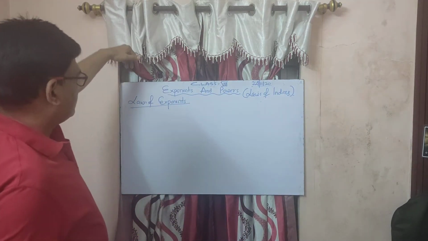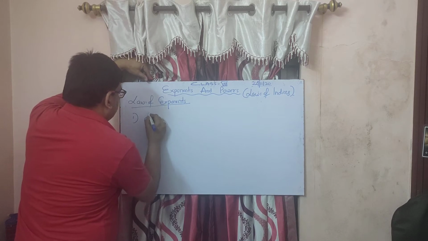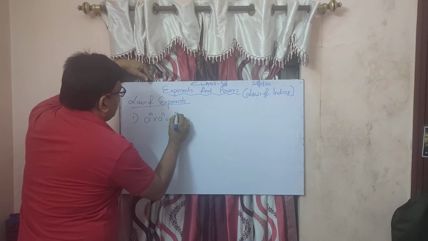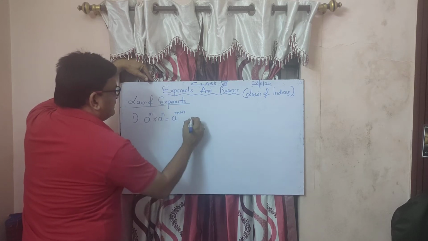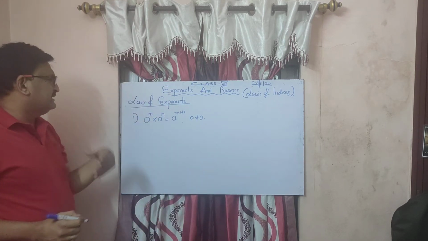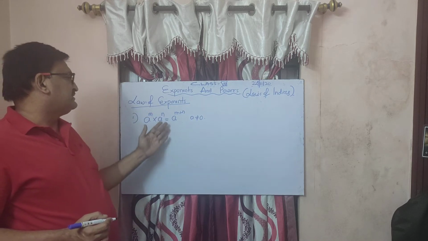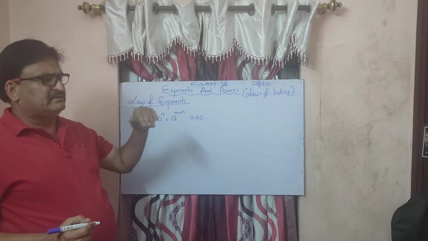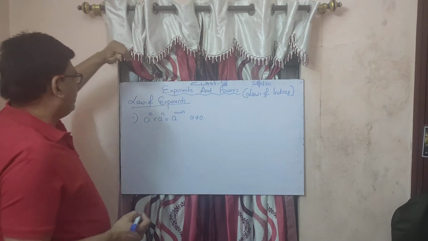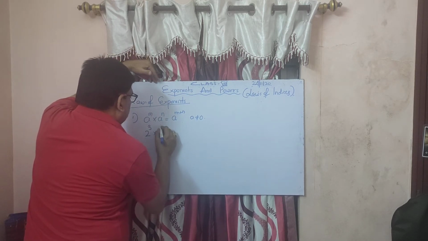Okay, now let us look at the first law. a to the power m into a to the power n is equal to a to the power m plus n. Here a should not be equal to 0. So what does it mean? a to the power m into a to the power n is equal to a to the power m plus n. So we'll solve some examples, you will understand what it means. For example, 2 to the power 3 into 2 to the power 5.